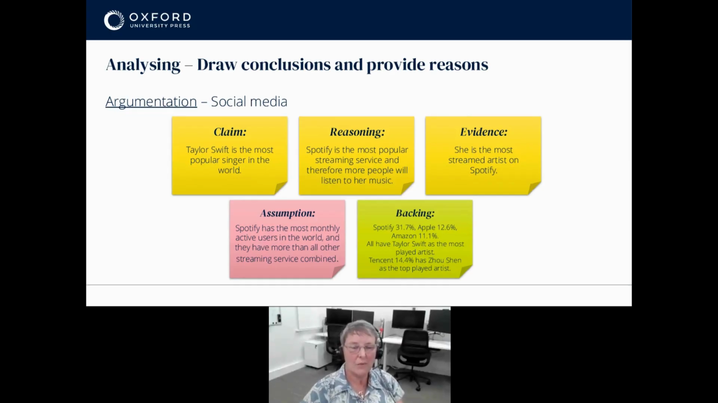So then you say, well, if that assumption is wrong, can you provide some further evidence to back up your original evidence? And to back it up, Spotify has 31.7%. Yes, it's the most popular. Apple has 12.6%. Amazon has 11.1%. All of them have Taylor Swift as the most played artist. I checked this, believe it or not, on the weekend.